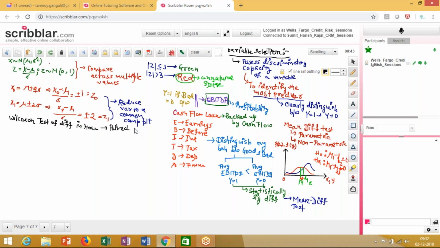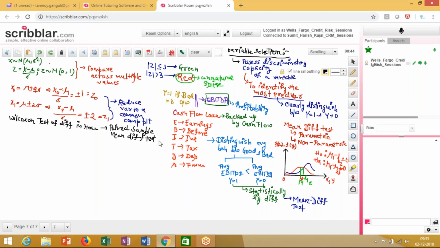So this is a typical case of a paired sample mean difference test. Paired sample mean difference test, and this is a non-parametric testing procedure. Paired sample mean difference test, non-parametric.